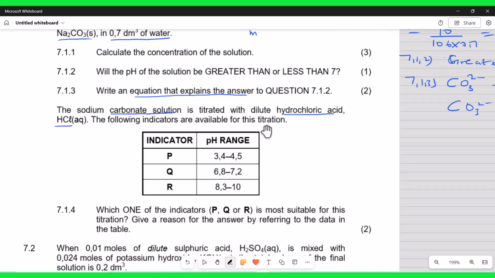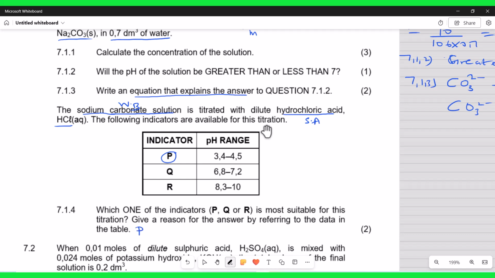We are titrating this hydrochloric acid, which is a stronger acid altogether. Now the sodium carbonate is a weak base. When you titrate a strong acid with a weak base, because the acid is stronger, the resultant solution is going to be acidic. So because of this, I'm going to say the answer is P. Indicator P is the right one to be used.